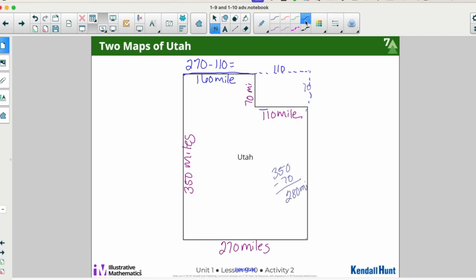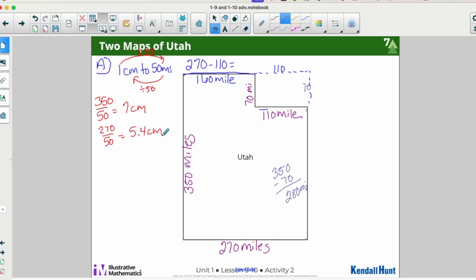So scale drawing A is 1 centimeter to 50 miles. And my scale is saying, well, to go from centimeters to miles, we multiply by 50. But I know the miles, so I need to go backwards to find the centimeters. So we're going to divide each of those miles by 50. 350 divided by 50 tells me I need 7 centimeters for the height. 270 divided by 50 tells me I need 5.4 centimeters for the whole bottom.